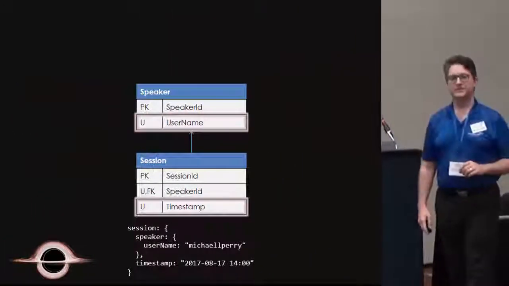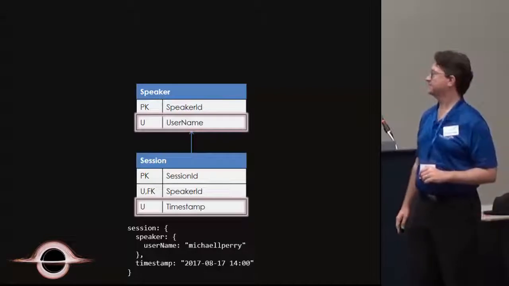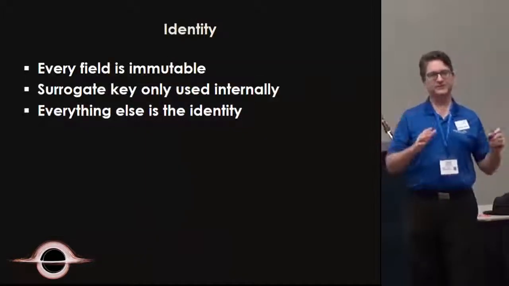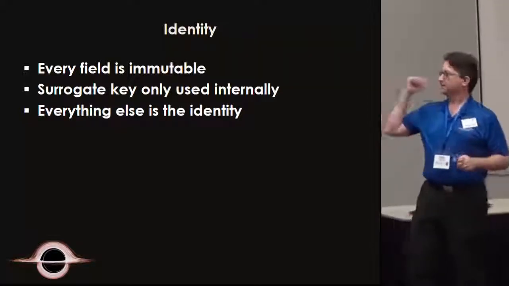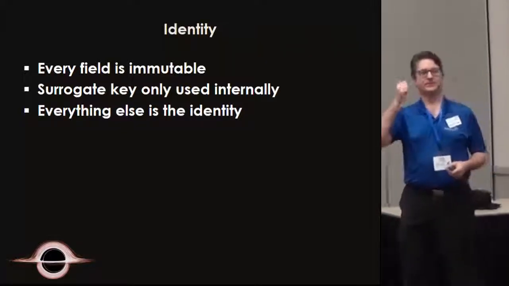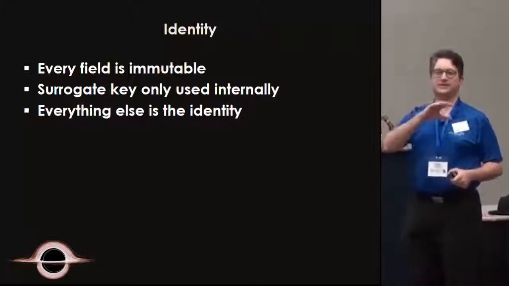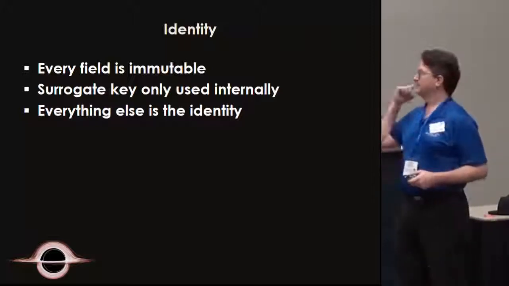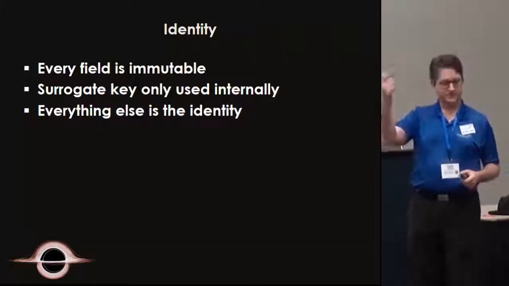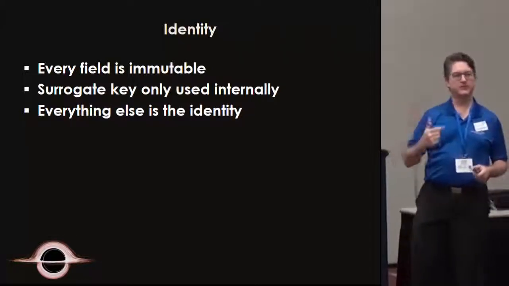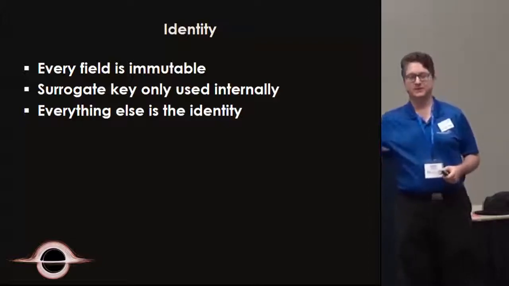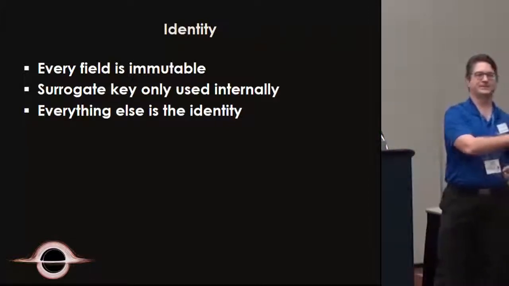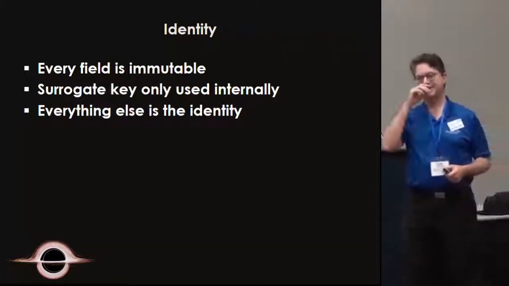So that is going to be the identity of the session. So the rule of identity: every field is immutable. You don't have any mutable fields at all in these tables. The surrogate key, such as your primary key, the one that's generated when you do an insert, is only used internally. You never expose that to the outside. And we're going to talk about why that is.